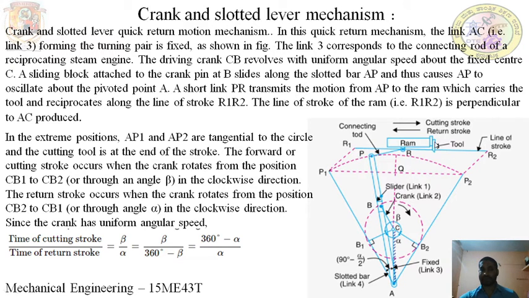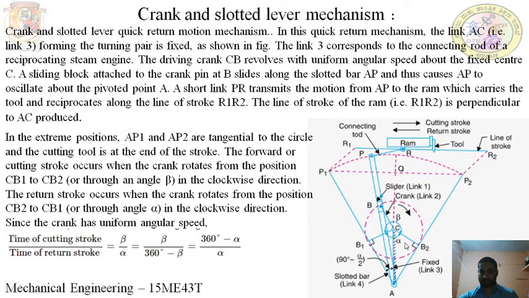R1 to R2 is the maximum line of stroke of the ram. As the ram moves from R1 to R2, the cutting stroke takes place. As the ram moves from R2 to R1, the return stroke takes place. The line of action of the ram is perpendicular to the fixed link AC when produced. So let us discuss how it works.